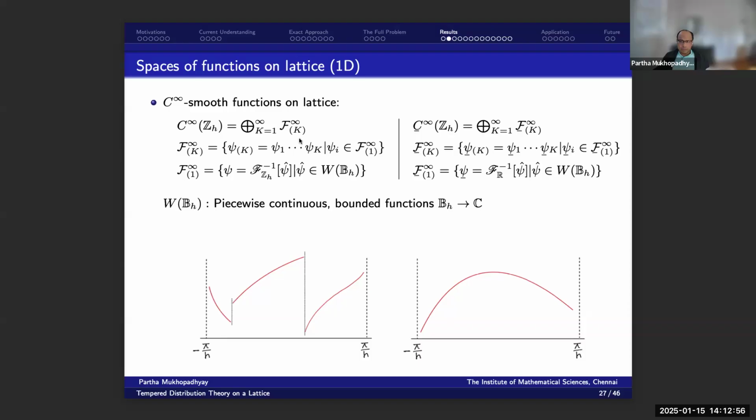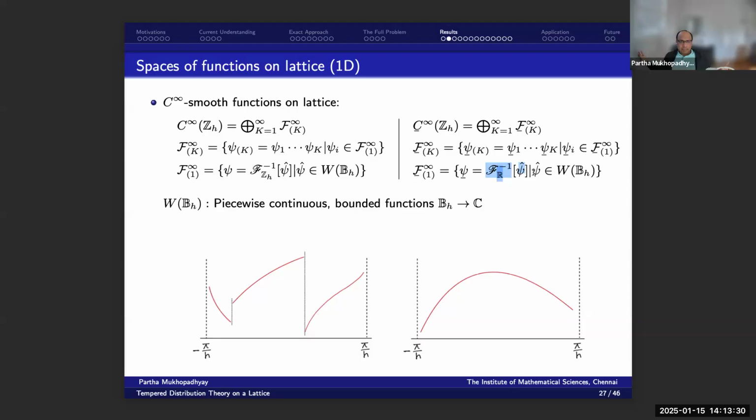And what is the continuation? The continuation is the following: this psi hat belongs to W of BH, and you are doing a Fourier inverse transformation on ZH, meaning on the left-hand side, you get a lattice function. But instead of doing the Fourier transformation on ZH, you could do a Fourier inverse transformation on R. How would you do that? This psi hat is supported on the first Brillouin zone. You extend it to the full real line by just adding 0 values outside the Brillouin zone.